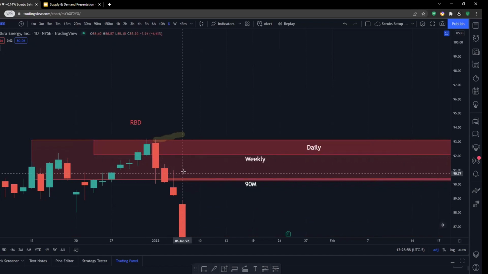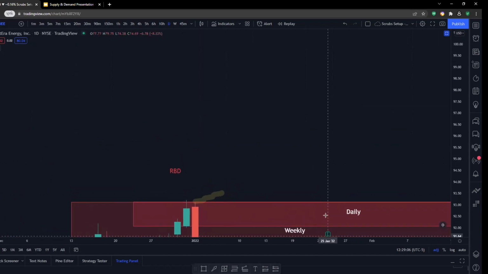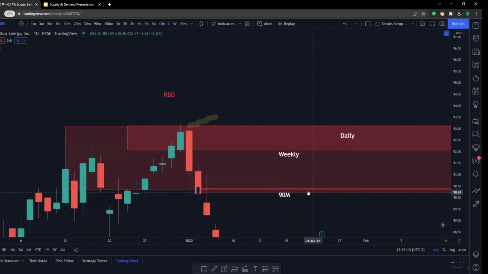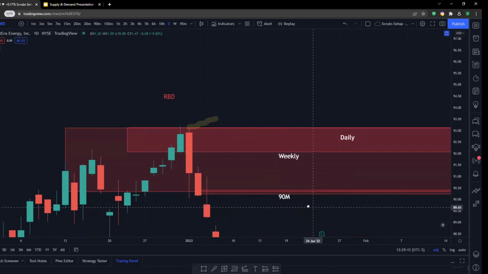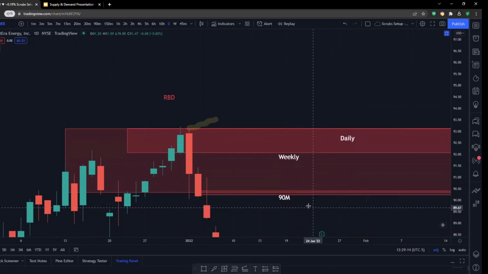Now, the cool thing is this is where you want to do your due diligence and look at multiple time frames. Because if we only saw the daily, we only saw up to here at $92, but there's also more all the way down to 90 bucks. So this is why it's very important to look at multiple time frames when identifying supply and demand imbalances.